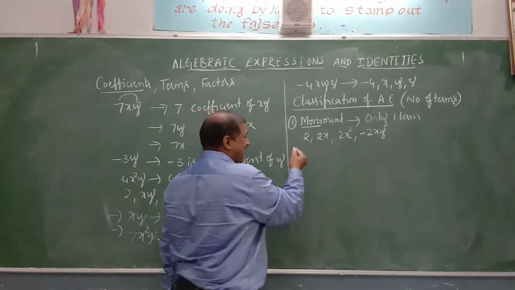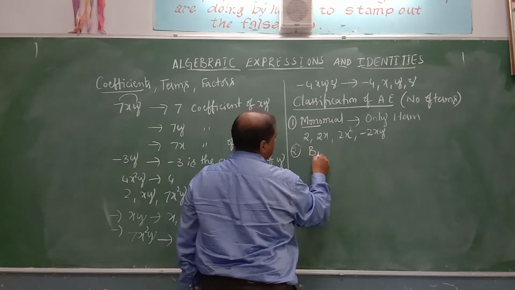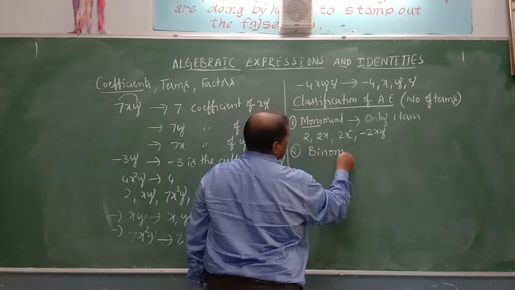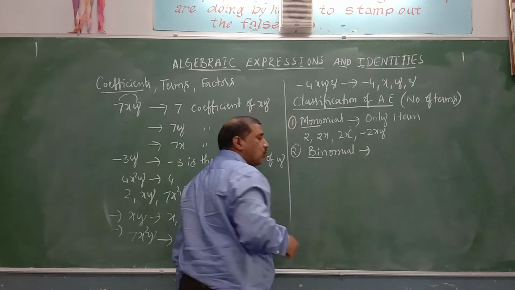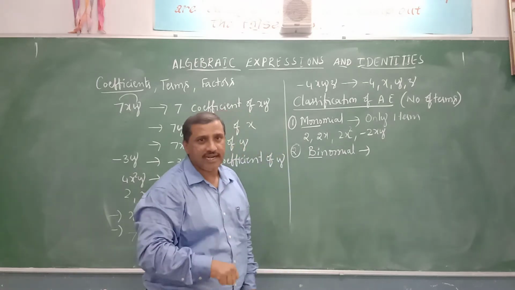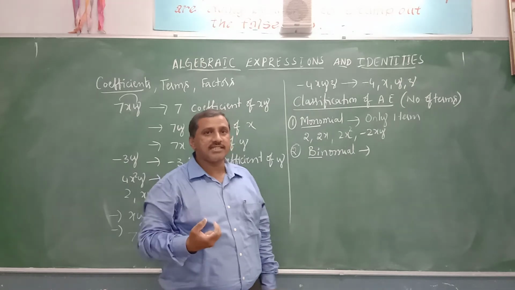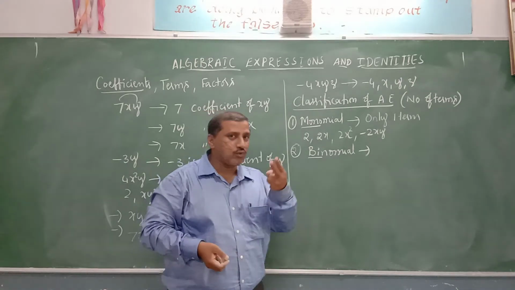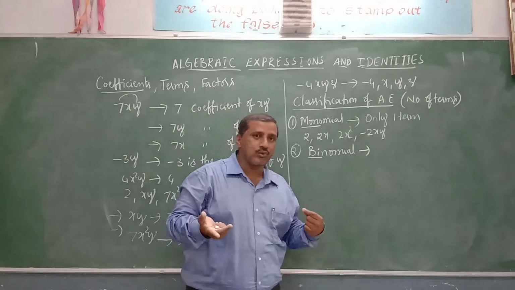So next, the second type of algebraic expression is binomial. Bi means 2. Binomenclature in science we have studied. Binary number system is studied in mathematics. The binary number system contains only 2 digits, that is 0 and 1. So here bi means 2.